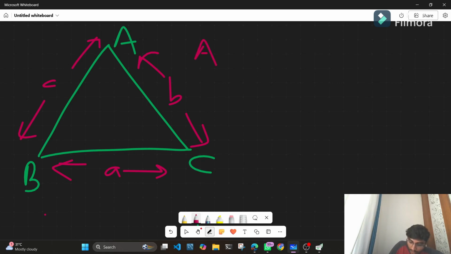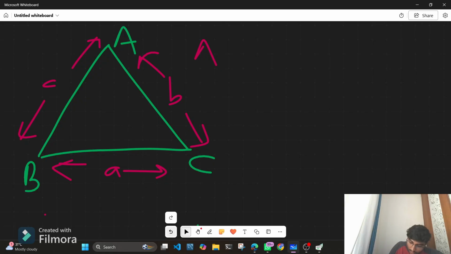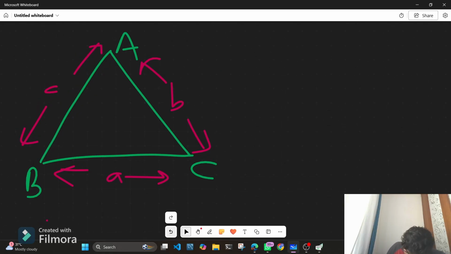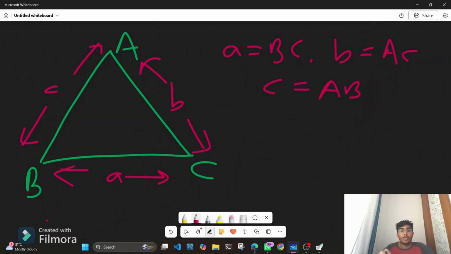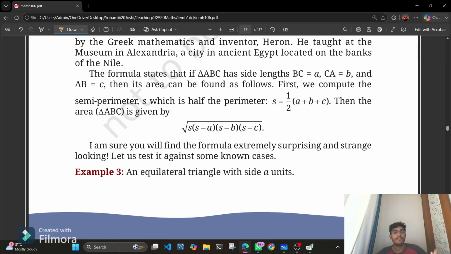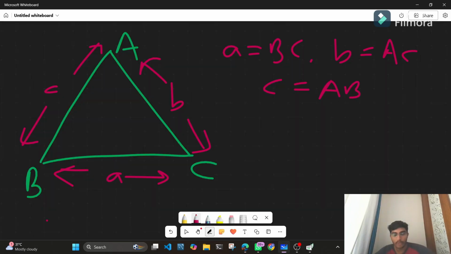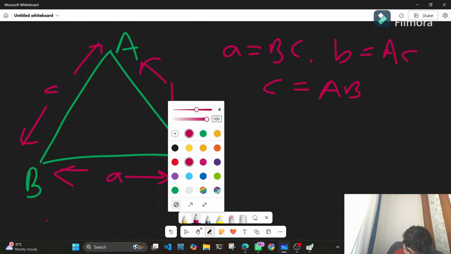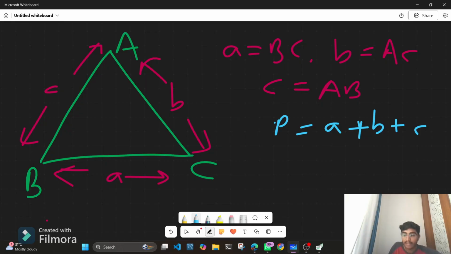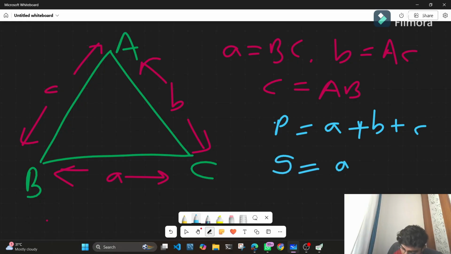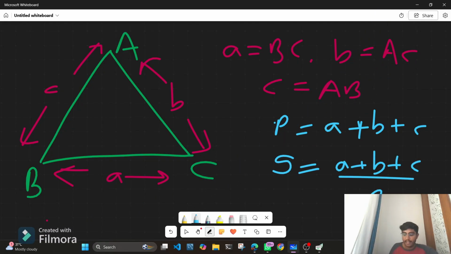So you can see that small a is equal to BC, small b is equal to AC, and small c is equal to AB. Okay. Now, what we need to find first is the semi-perimeter, which is half of the perimeter of the triangle. Now we know that we have these sides a, b, and c, so the perimeter would be a plus b plus c. But to apply Heron's formula, we need to find the semi-perimeter of the triangle, that is half of the perimeter. So s is half, a plus b plus c by 2. Okay? Firstly, we'll find this. Let's say it is equation 1.